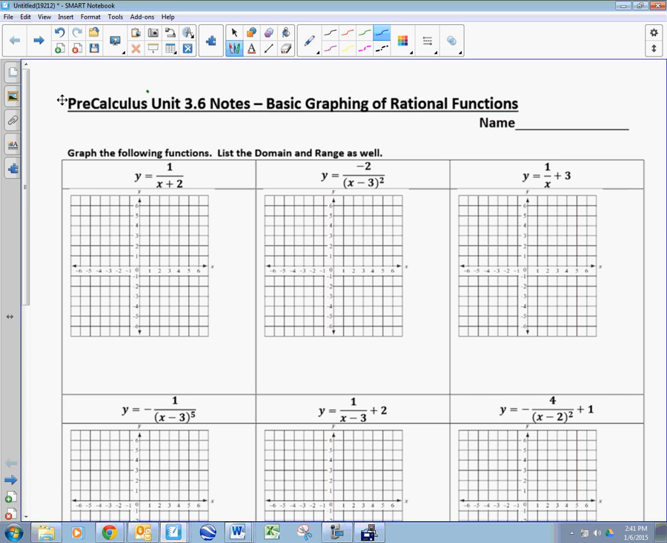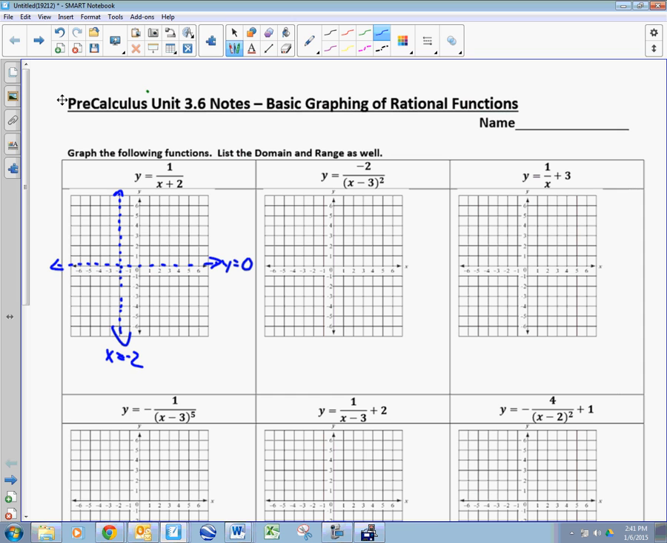Y equals 1 over x plus 2. There is a horizontal shift here. What is the horizontal shift? Left 2. So I'm going to draw this vertical asymptote. I'm going to move it over 2 units to the left. Is there a vertical shift that happens? No. So that's still going to be at y equals 0. So now I have my asymptotes. And now that I know those asymptotes, I can now draw the graph.